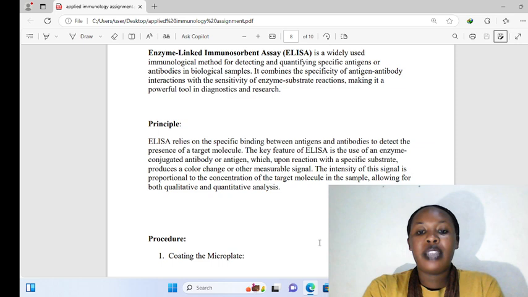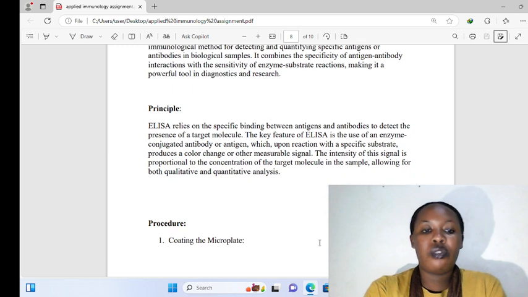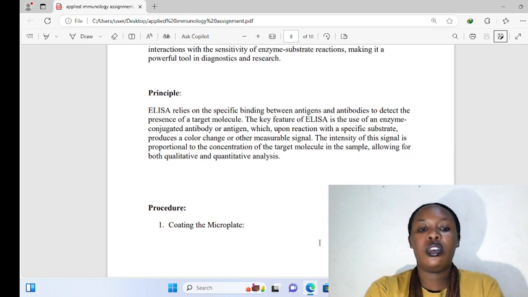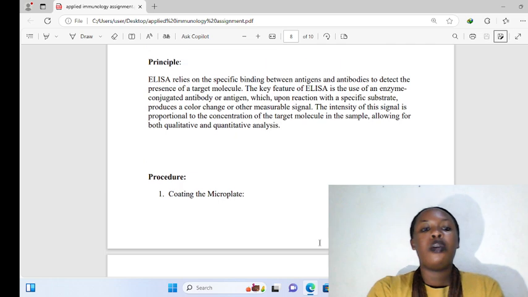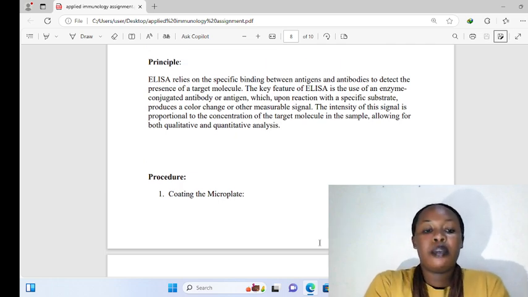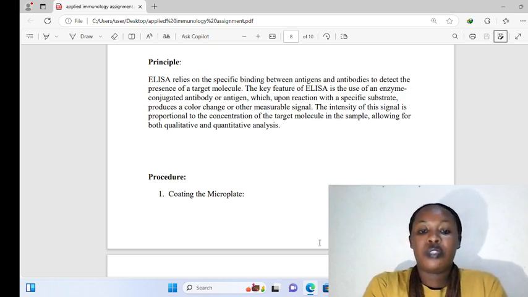And it combines the specificity of antigen-antibody interaction with the sensitivity of enzyme substrate reaction, making it a powerful tool in diagnostics and research. The principle behind the ELISA technique: ELISA relies on the specific binding between antigen and antibody to detect the presence of a target molecule.